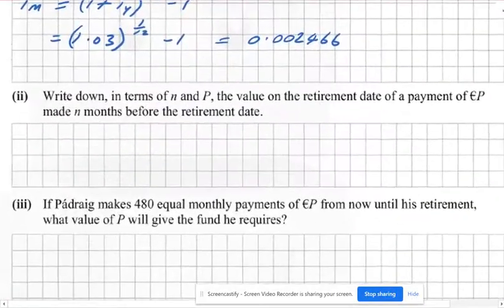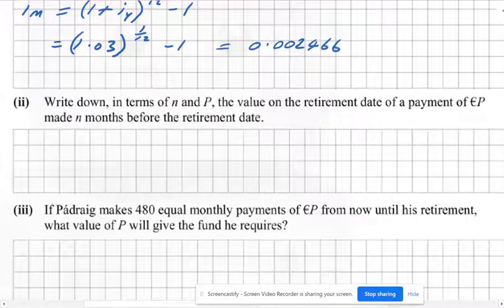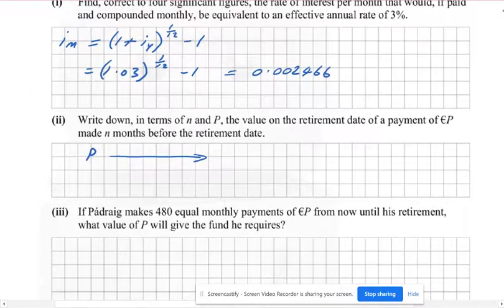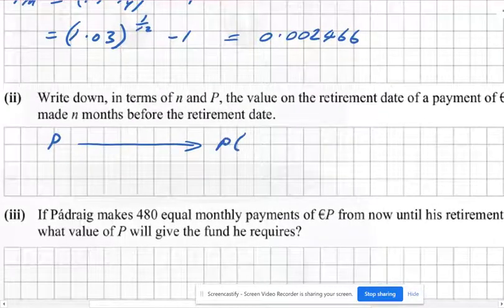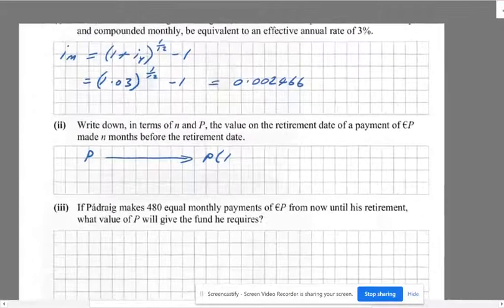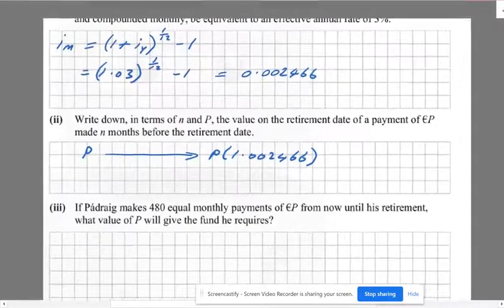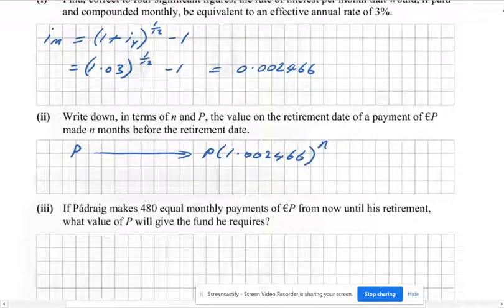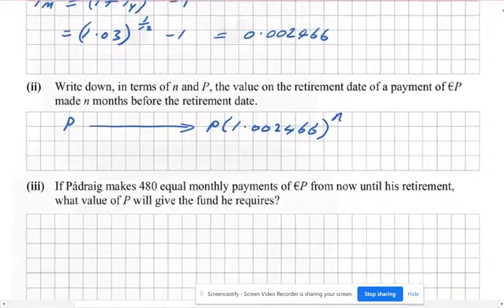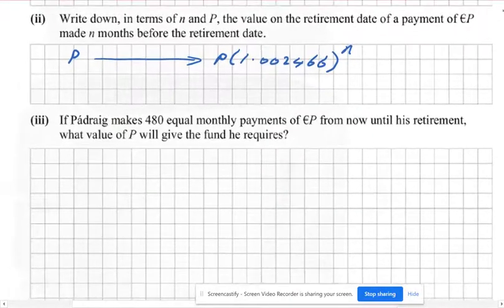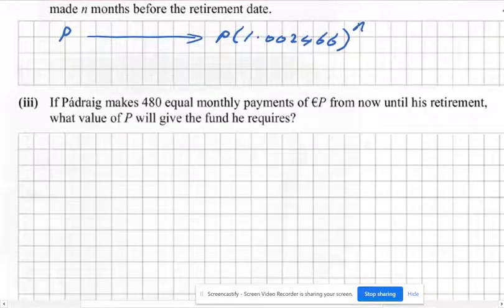Now, part 2, write down in terms of N and P the value on the retirement date of a payment of P. So now we're planning forward. We're putting in money P, and we're trying to work out what it's worth in N months' time. So that's P into 1 plus the new interest rate, which is 0.002466, to the power of N months. And that's that part done. And again, that's getting us ready for the next part, because the next part is going to make 480 monthly payments for the 40 years of his working life. And we're going to work all those out one by one as well.